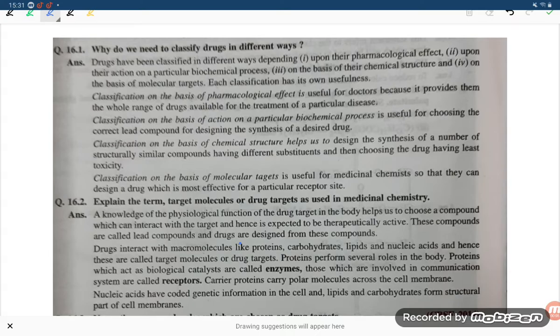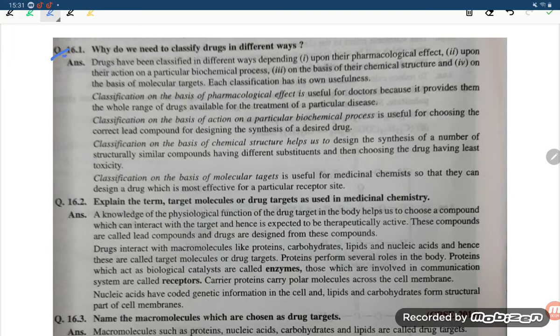Let us try to solve the exercise problems of Chemistry in Everyday Life. The very first question is, why do we need to classify drugs in different ways? Student, we classify drugs in different ways to get an overall idea about the drugs, that is, which class of drugs is there and to which kind of patient we can give that class of drugs. So, to get a general idea about the different varieties of drugs in one category, we need to classify the drugs.